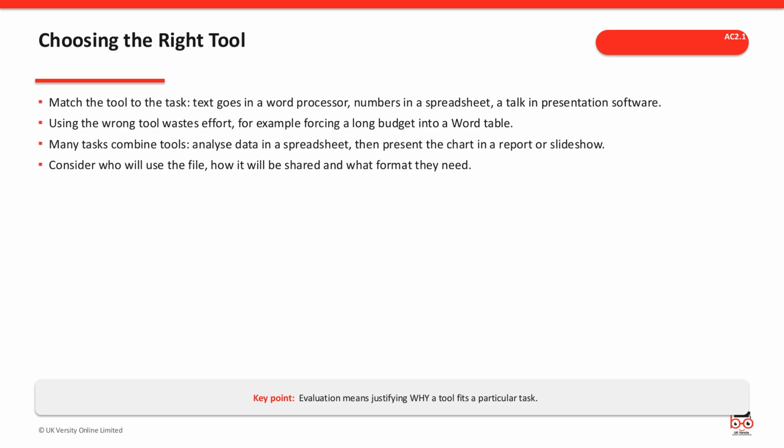The guiding principle is simple: match the tool to the task. Text in a word processor, numbers in a spreadsheet, a talk in presentation software. Use the wrong one and you create work for yourself, like forcing a long budget into a word table that won't add up on its own. Plenty of real jobs actually combine tools. You might analyze figures in a spreadsheet, then drop the chart into a report or a slideshow. Remember, evaluation is about justifying why a tool fits, not just naming it.